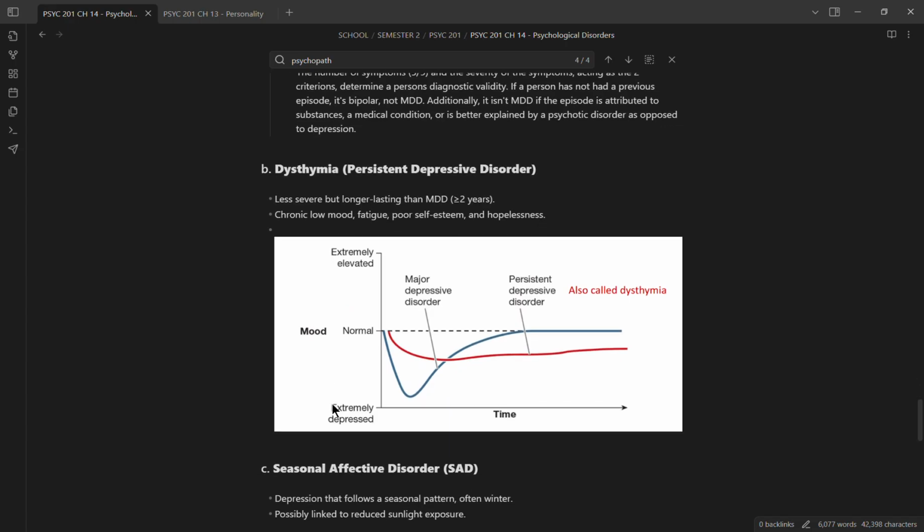Right here we have a graph. We're looking at where dysthymia is versus where MDD is. So when we're looking at MDD, you have your normal mood, and very quickly you can become extremely depressed, but then it'll level out slowly and get back to your normal range in a faster amount of time, versus with PDD, or persistent depressive disorder, or dysthymia. It'll go down and then it'll stay down for a while.